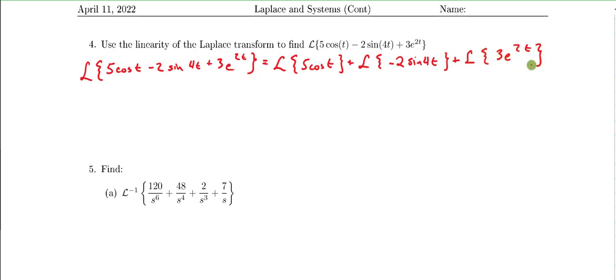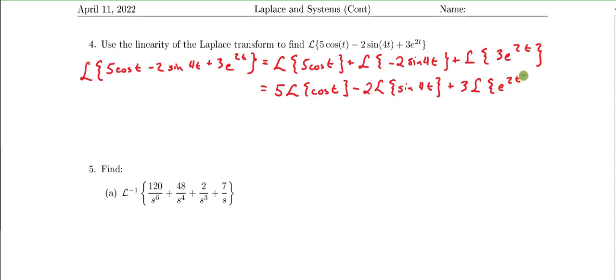Okay. Now usually we wouldn't pause and write this intermediate step, but I wanted to emphasize the linearity of the Laplace transform, and the first property of linearity says that we can distribute the Laplace transform over sums and differences, or that is, we can distribute the Laplace transform across terms. Now, continuing to use the linearity of the Laplace transform, I can go ahead and factor out the scalars. So I can rewrite this as 5 times the Laplace transform of the cosine of t minus 2 times the Laplace transform of the sine of 4t plus 3 times the Laplace transform of e to the 2t, and we're well on our way.